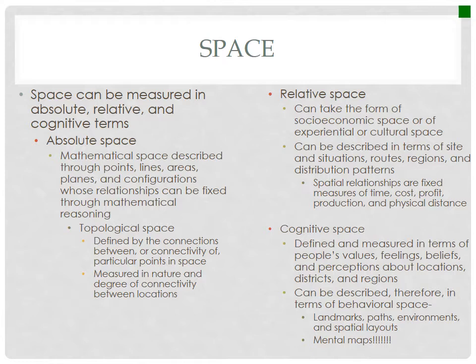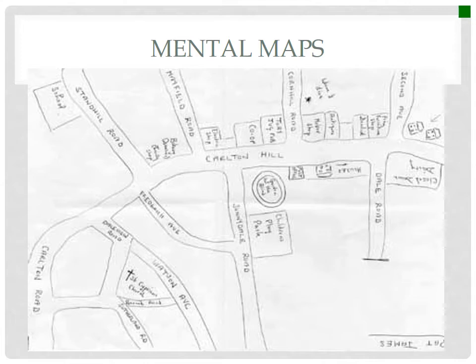And then cognitive space is more of landmarks, more mental maps. So how do people perceive themselves in certain areas? How do people treat environments in one area versus another area? And then again, landmarks. What is important to one culture might be different to another culture. So these are how people define space. And this is a mental map of, again, drawing what is important. Again, different people are going to perceive things differently.